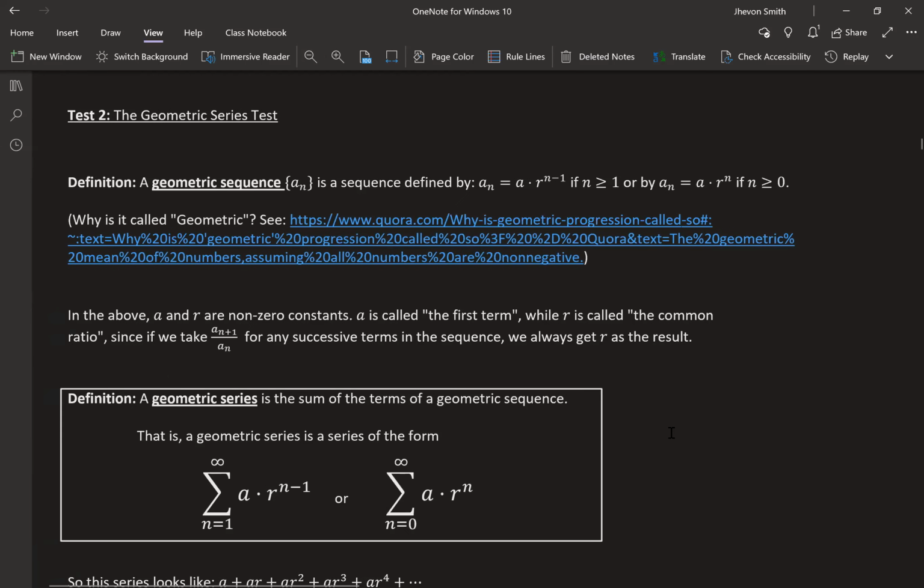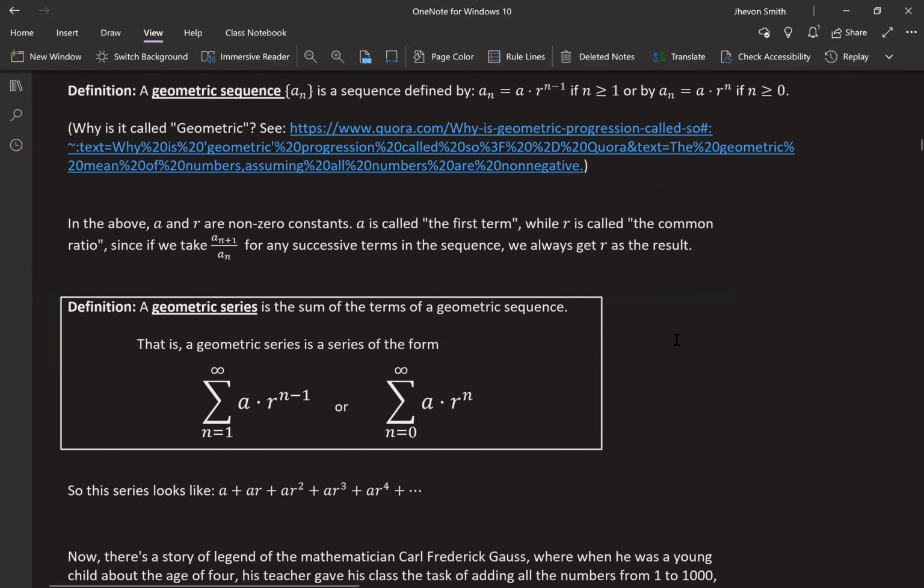A geometric sequence is just a sequence that looks like this. It looks like ar^(n-1) if I start my n from 1. It also looks like ar^n if I start my n from 0. Why is it called geometric? It has to do with the geometric mean of numbers. If you're curious, you can look at that link to see where the name comes from, but you don't need to know. Basically, this just means what I wrote down here.